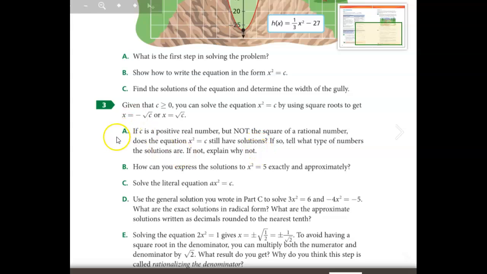And what these questions are getting at is that the numbers don't have to be perfect squares. It is possible for you to have irrational solutions, okay, to quadratic equations. It happens all the time. And so they're just telling you that you are allowed to have like x squared equals 5, okay?